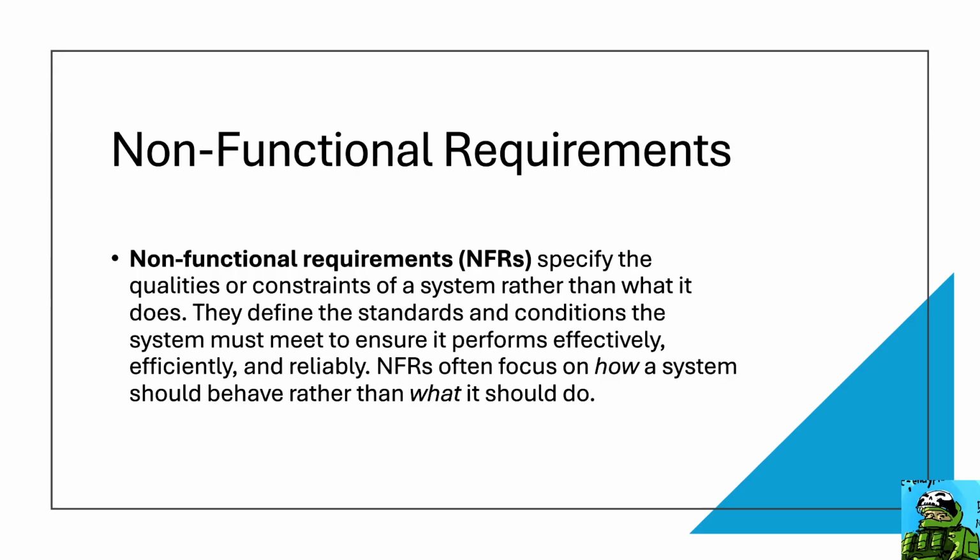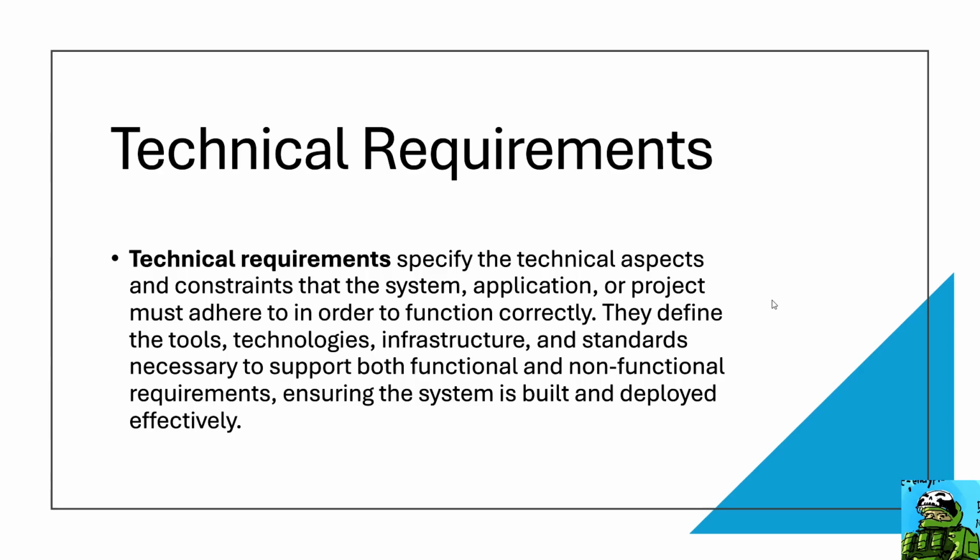Okay, example: the system must send notification, and that is a functional requirement. For a non-functional requirement, notifications must be delivered within 2 minutes. Both types of requirements are critical to create a well-rounded, successful system. So that's it for non-functional requirements. Let's go to the technical requirements.